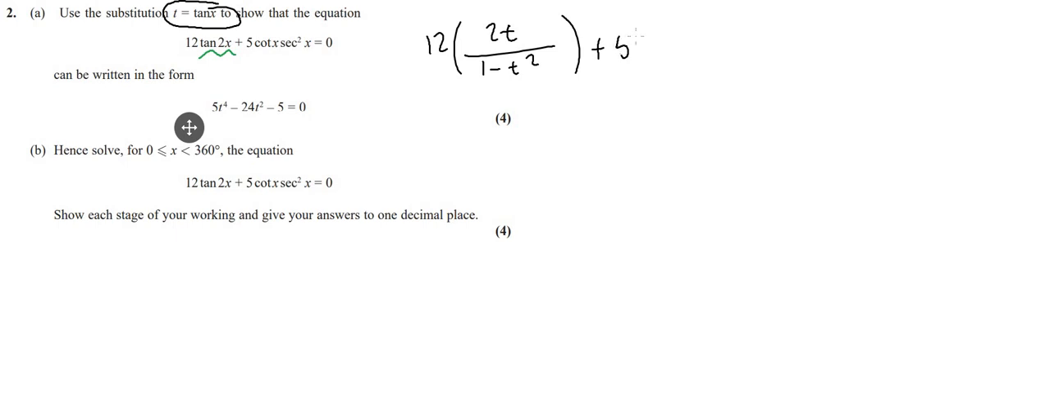Now to that, I'm going to add 5 times cot x. Well, cot x is 1 over tan, which is 1 over our definition, 1 over t. And then I've got sec squared x. Okay, we're going to use the identity that sec squared is equal to 1 plus tan squared. So that means I'm going to put 1 plus t squared. And that is equal to 0.